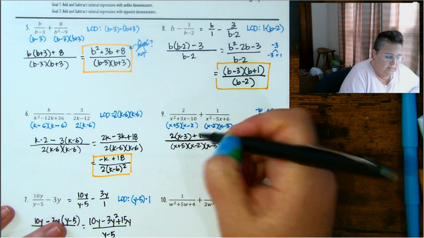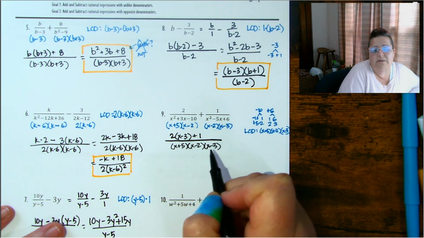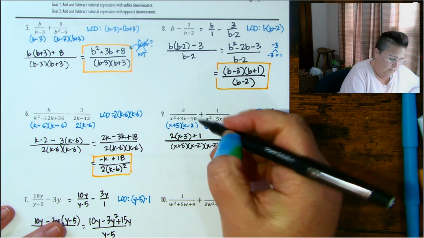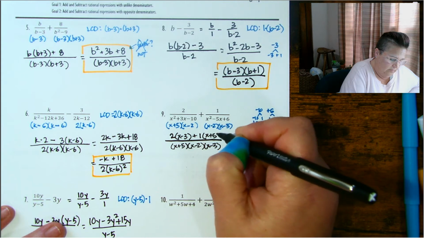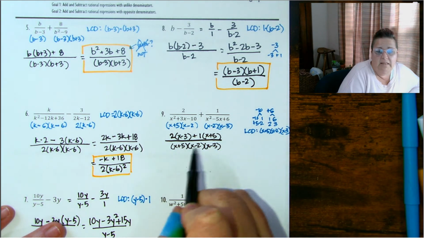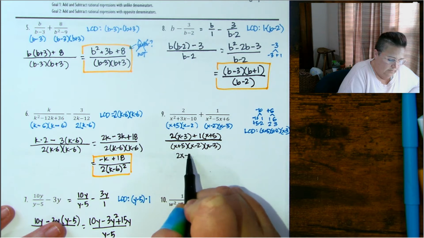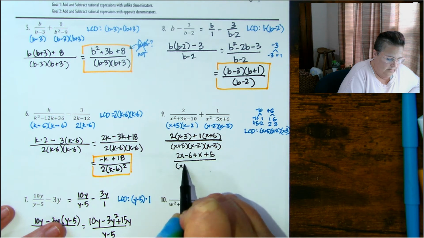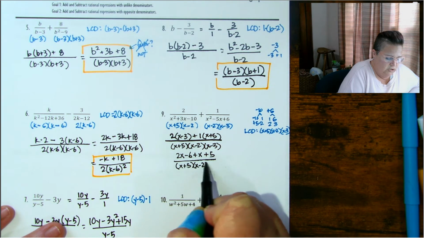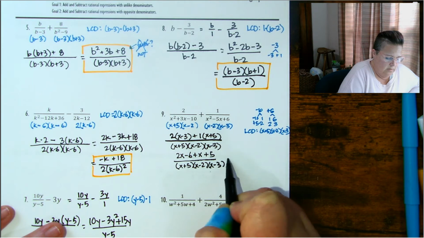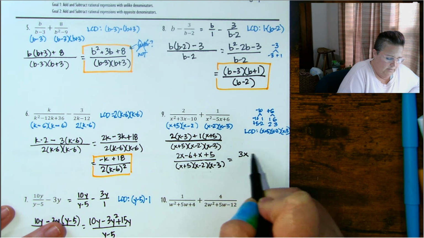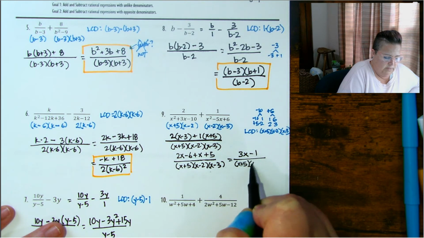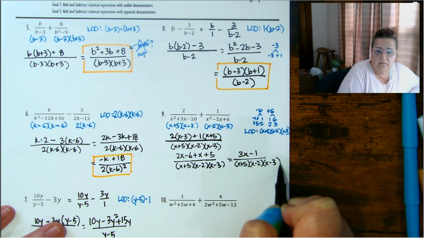My second numerator is a 1. It was already over x minus 2, x minus 3. I had to multiply by an x plus 5. That's missing from that 1. So I'm going to multiply by x plus 5. Simplifying this numerator, I have 2x minus 6 plus x plus 5 all over the x plus 5, x minus 2, x minus 3. That's a 3x minus 1 over x plus 5, x minus 2, x minus 3.